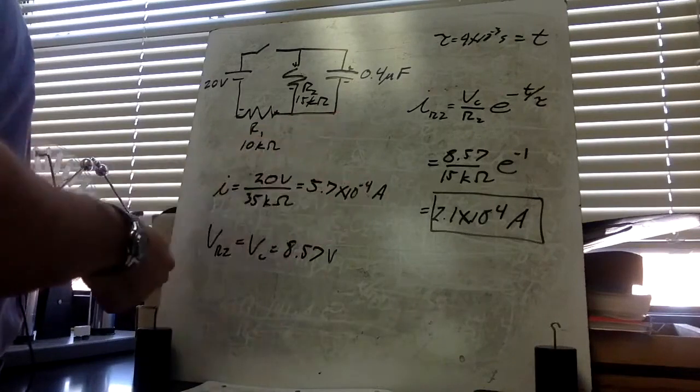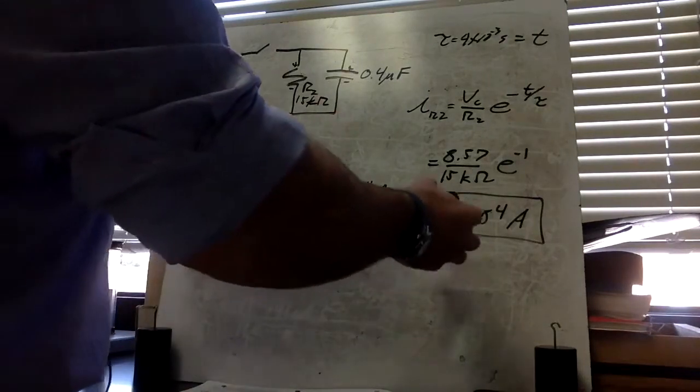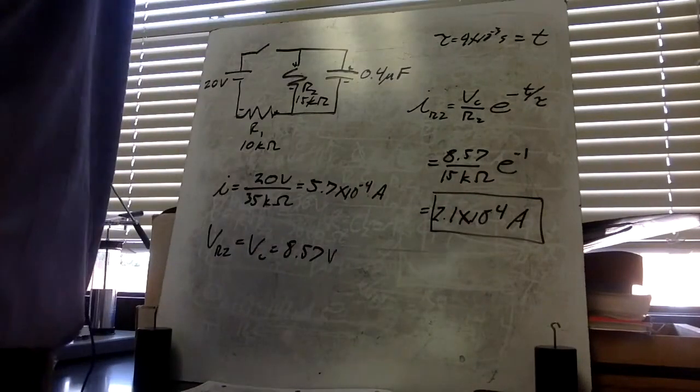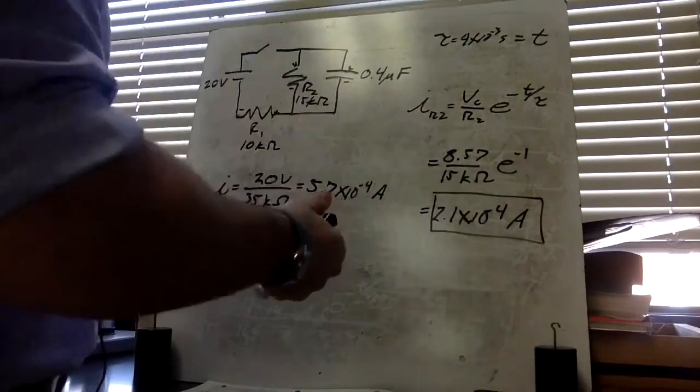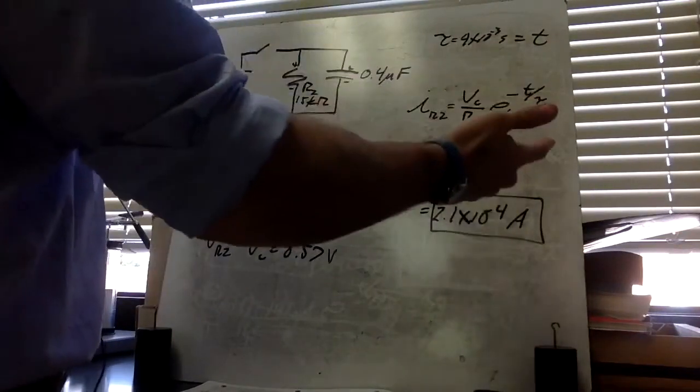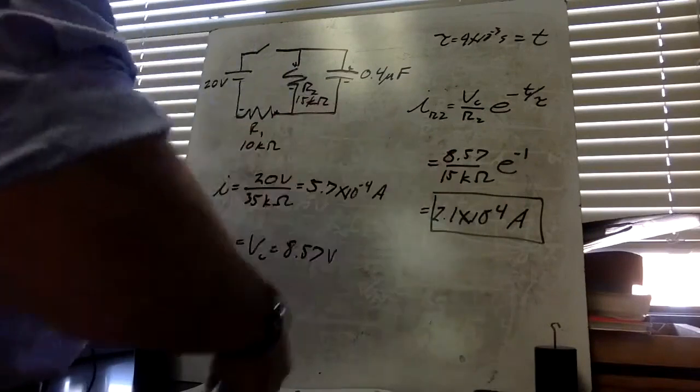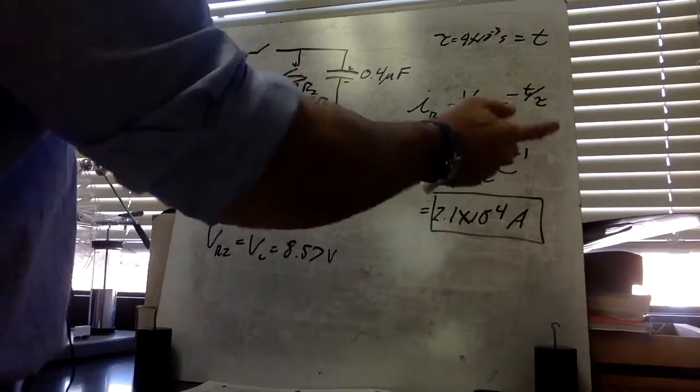Or, I mean, the other thing I can do, since I know it's one time constant, I can find what the voltage is. I can find 37% of the voltage and then divide that by 15 kiloohms, and that will give me the same thing.